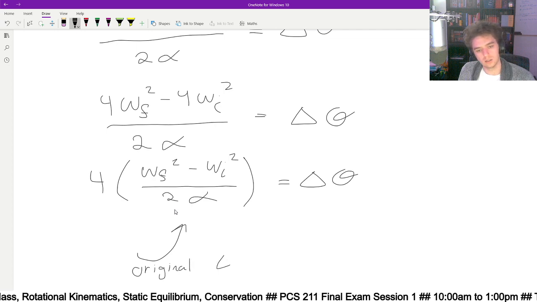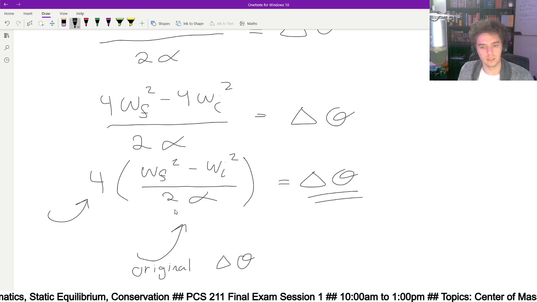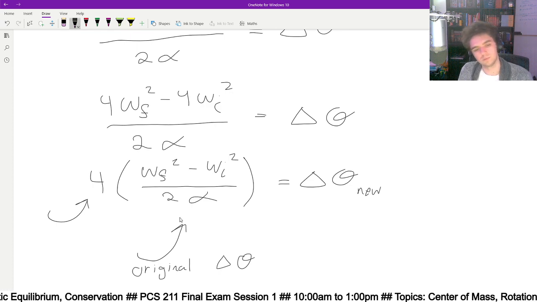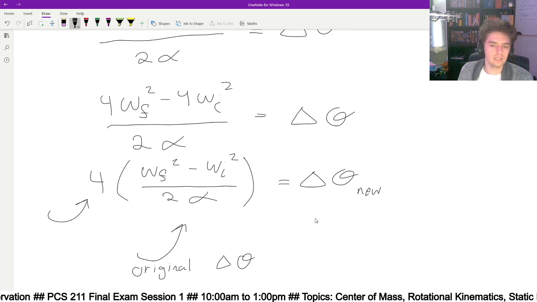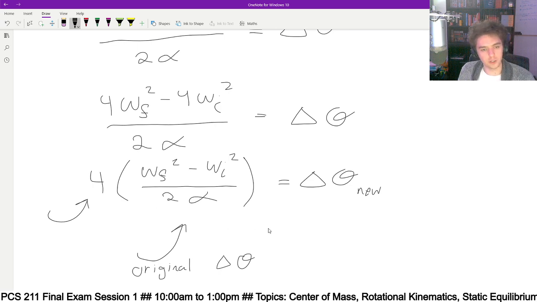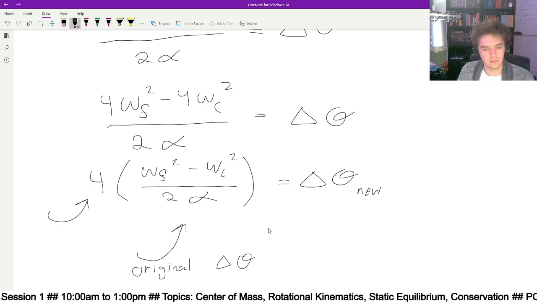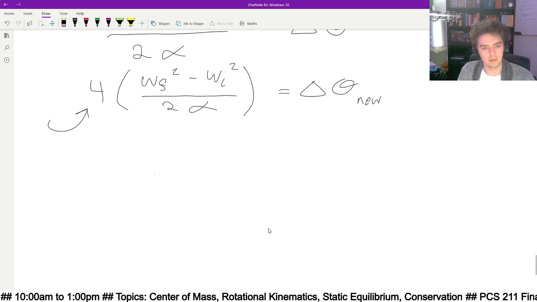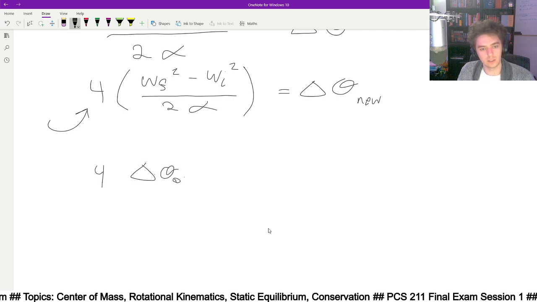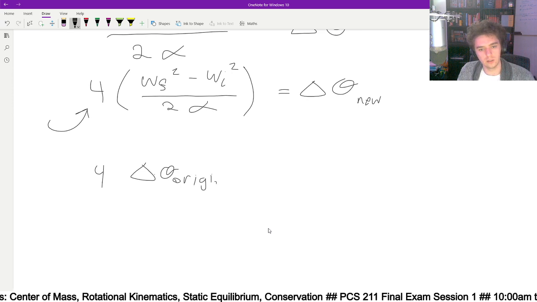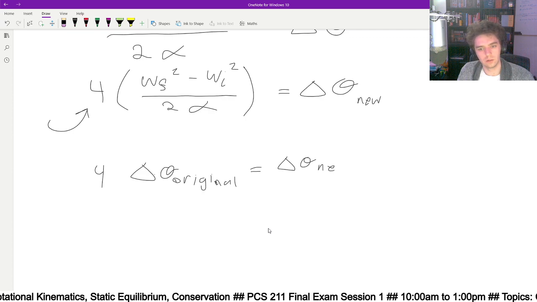So it increases by 4 because we're multiplying by 4. That's the new delta theta. Even though technically the speeds doubled, it actually increased by 4. This quantity with the 2 is a separate thing; that quantity is the original delta theta. So we can literally replace it with 4 times delta theta original equals delta theta new.